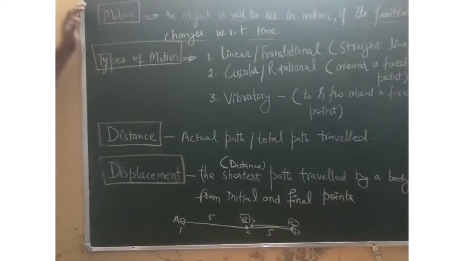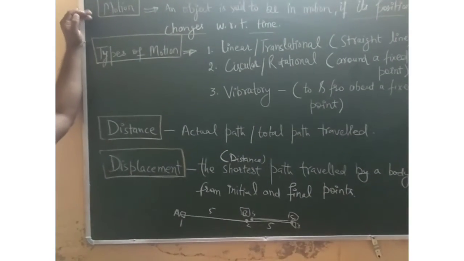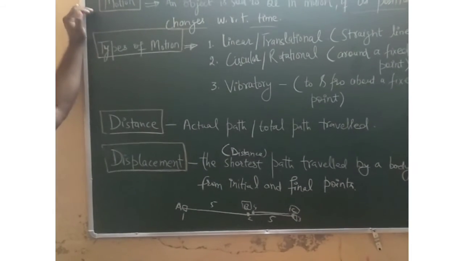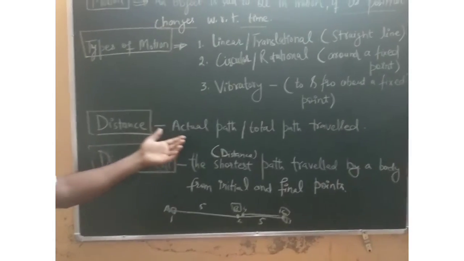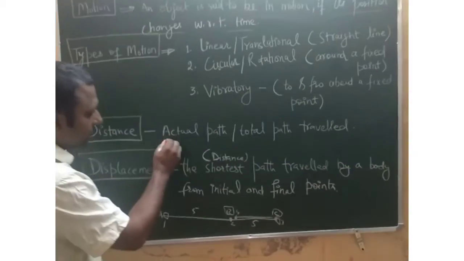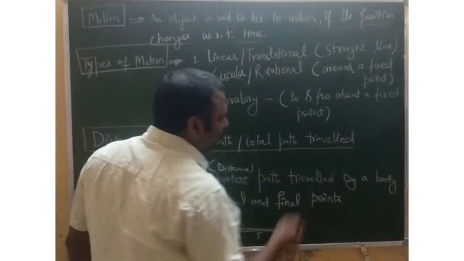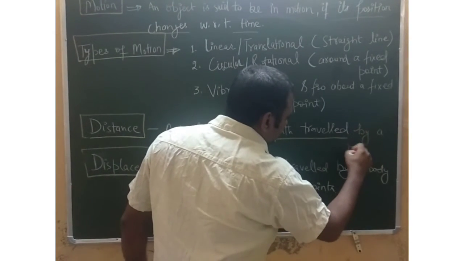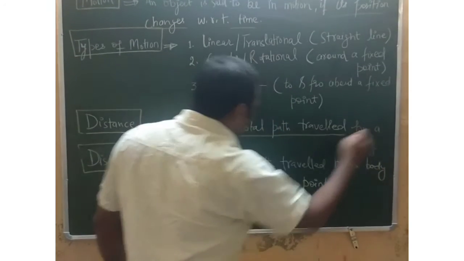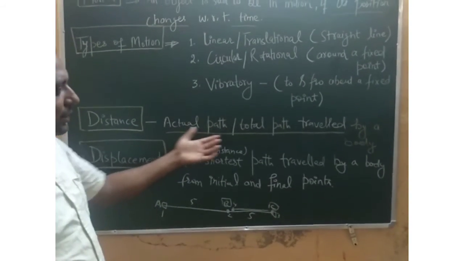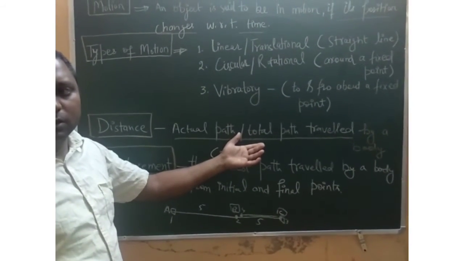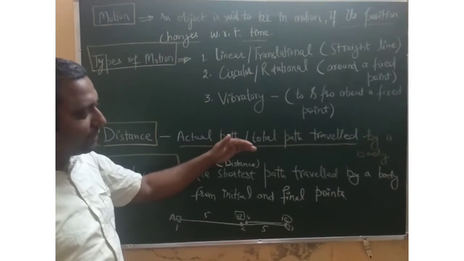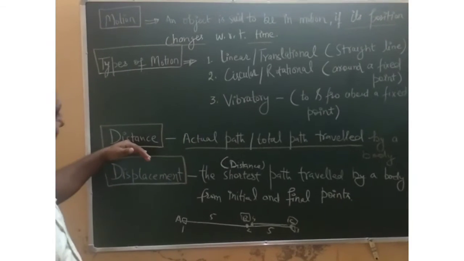Next, we will see distance and displacement. Now, what about distance? Distance is the actual path traveled by a body. What does it mean? Actual path, the total path. When a body moves, the total path traveled by the body is called distance.